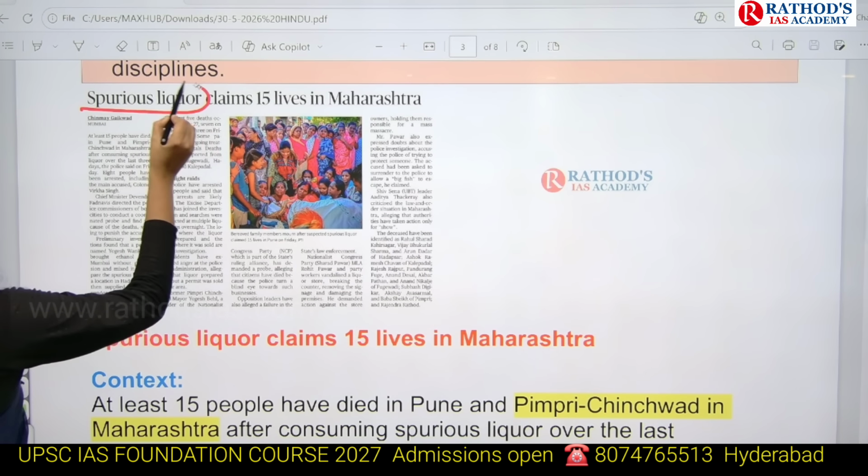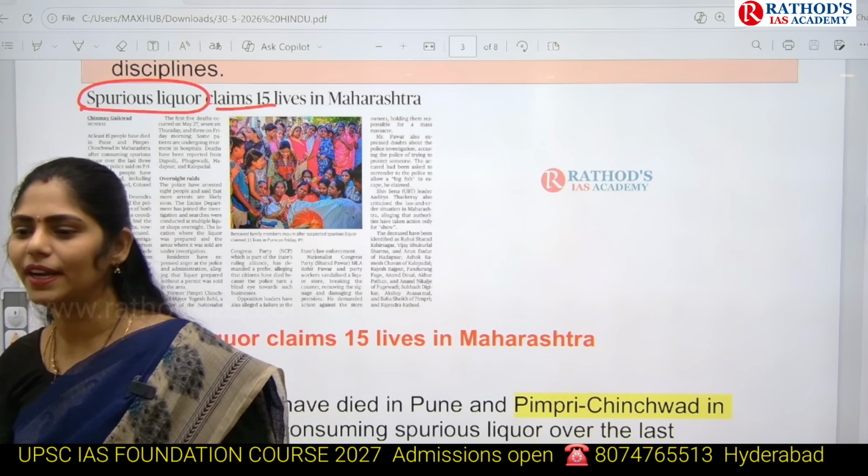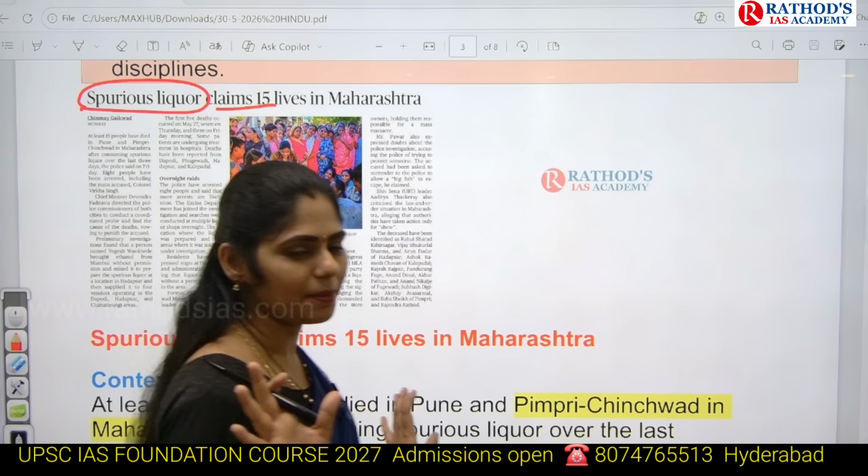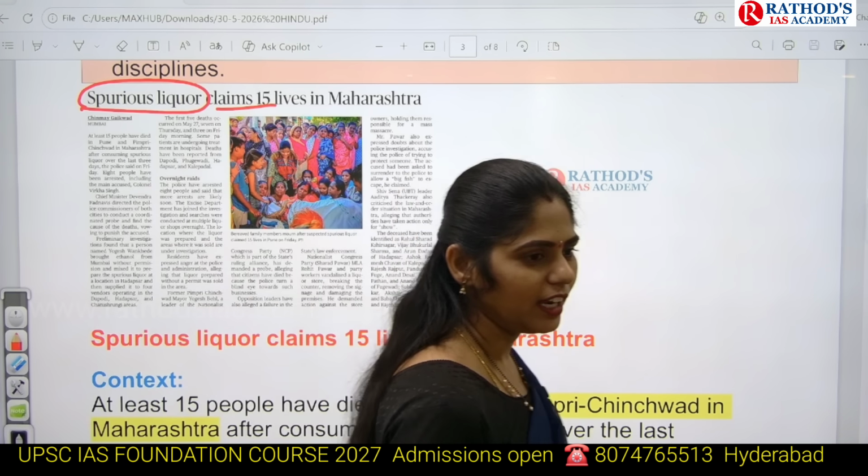Spurious liquor claims 15 lives in Maharashtra. Spurious liquor means nothing but hooch. In common words, sarai. I think you might have heard about kalti sarai. So many people died like that. Spurious liquor is nothing but kalti sara. In Telugu, we'll call it like this. In English, we'll call it spurious liquor or hooch. H-O-O-C-H. Hooch.